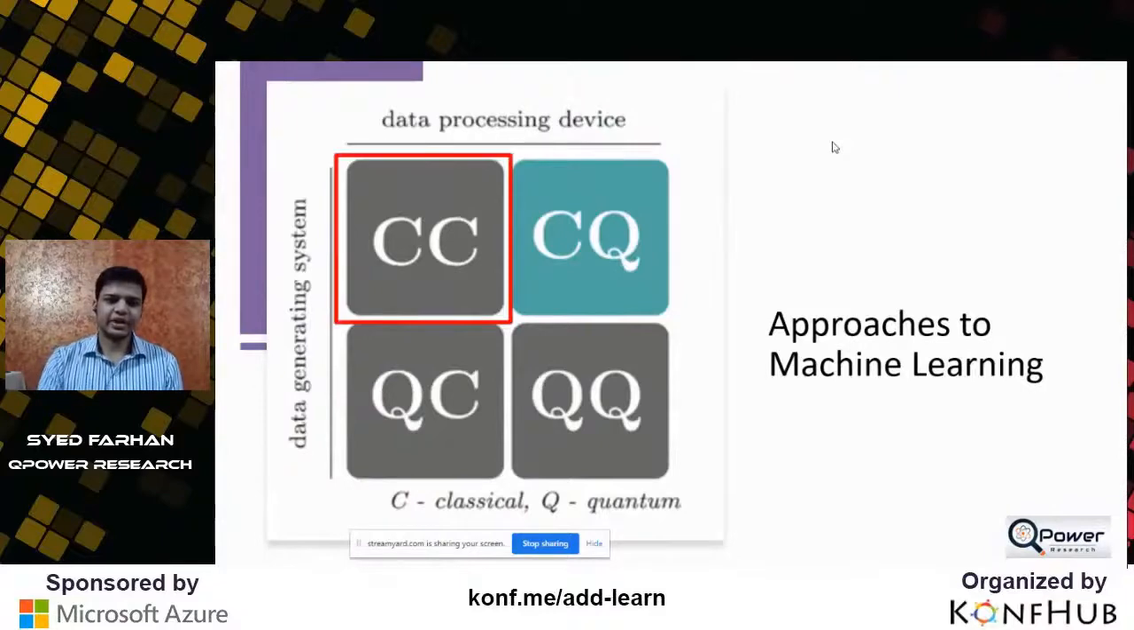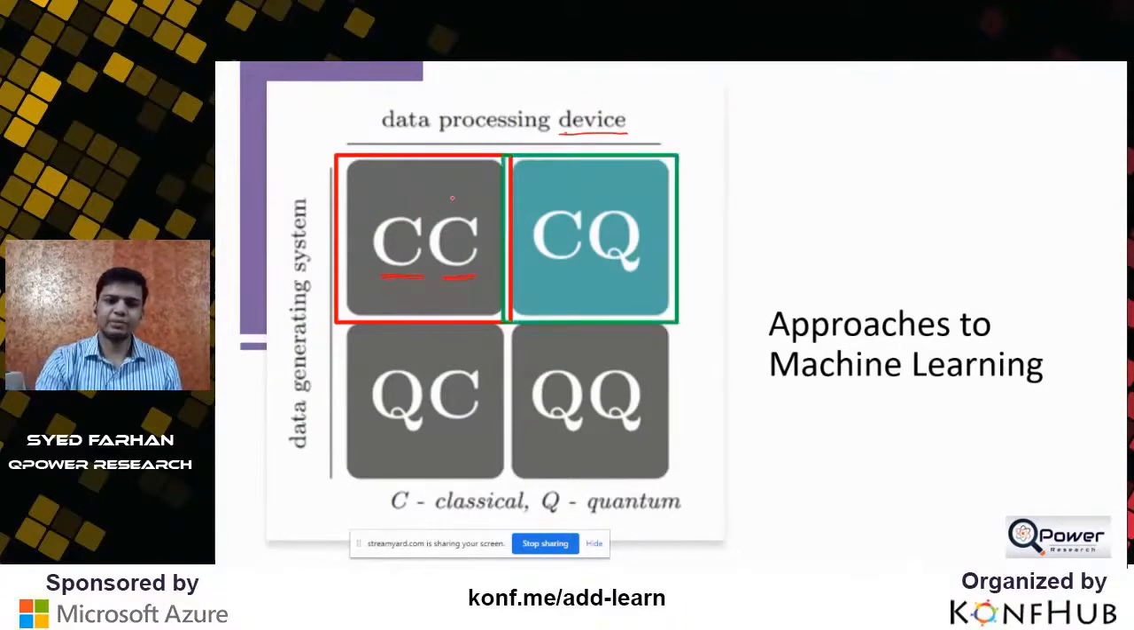So in today's talk, whatever the other speakers had spoken about, the classical machine learning, which you actually look at, falls into the first category, wherein the y-axis is nothing but the data generating system, which could be the classical bits we are feeding into the classical computer, and then the data processing device. The processing device can be a classical device, or it can be a quantum device. So what we currently use is classical data with classical computers. So it falls into the first category.